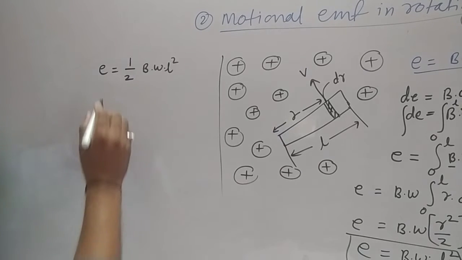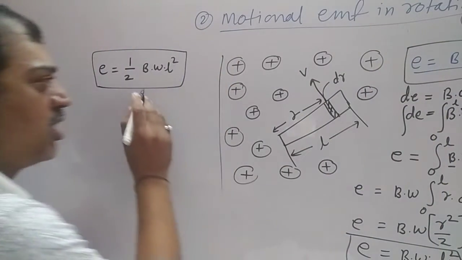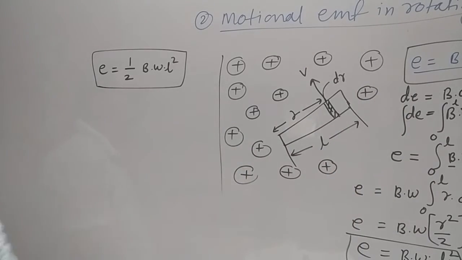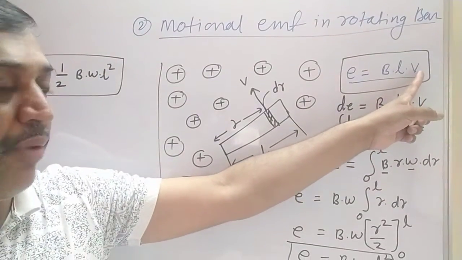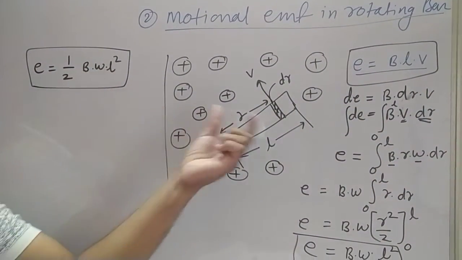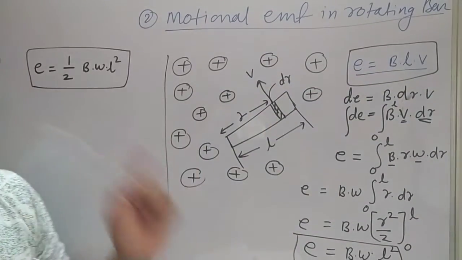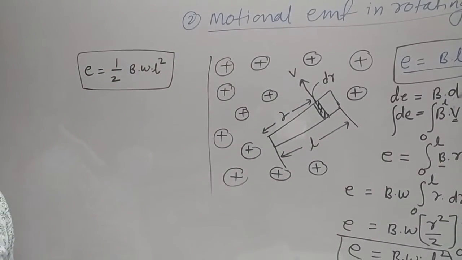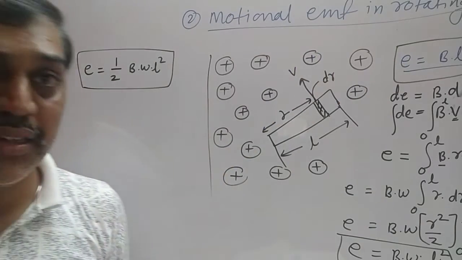If we compare this equation of EMF with this equation for translational motion, this is for rotational motion. B is common in both. Here it is V, linear velocity, because it is a linear motion in this case. Here it is omega, angular velocity, because it is moving circularly. B and omega are there. Here it is single L, here it is L square divided by 2. That is the difference between the translational motion and the rotational motion, a rotating magnetic bar and a translational magnetic bar.